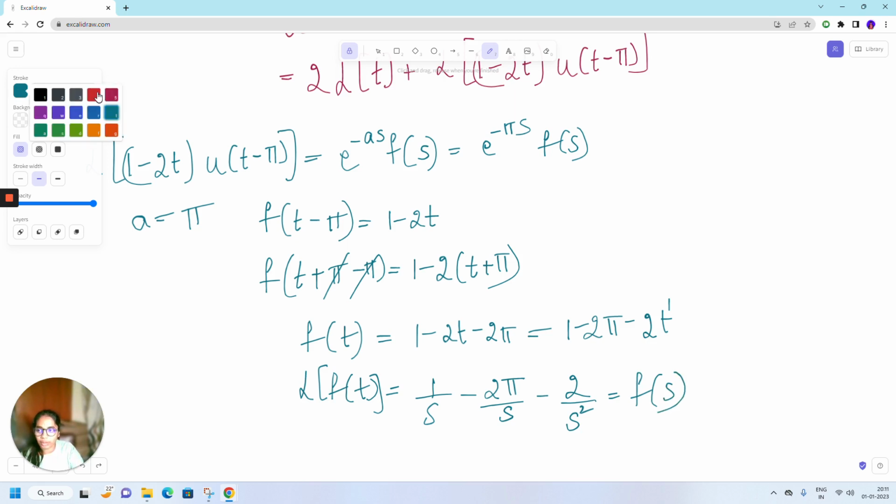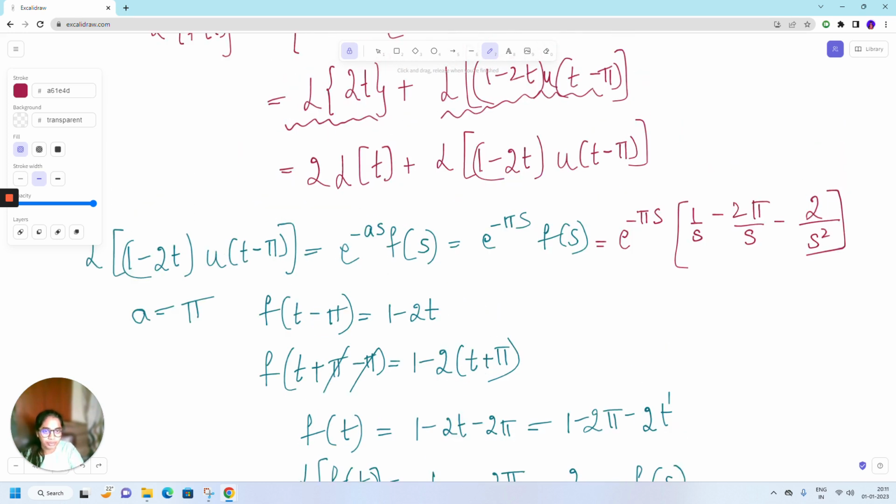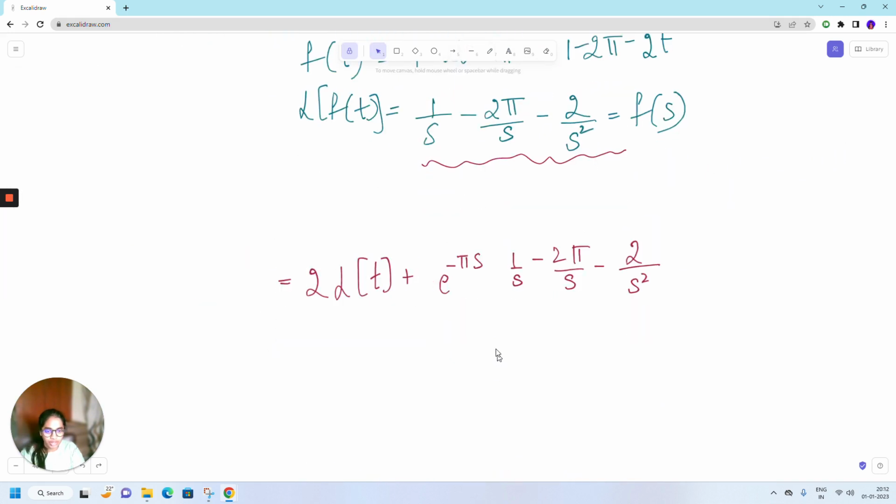Now let me substitute here. I would get e power minus pi s into, I'm substituting this term, that is our f of s, 1 by s minus 2 pi by s minus 2 divided by s square. So now what is the next step? Let me substitute our Laplace of 1 minus 2t over here. This is what I have, right?